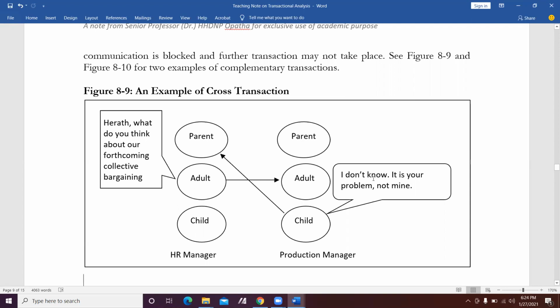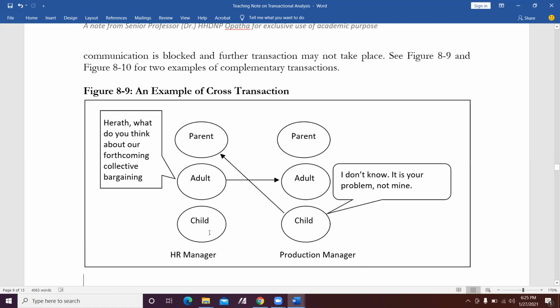Okay, so I don't know. It's your problem, not mine. Kind of aggressive behavior, an aggressive response. This response is aggressive, not friendly, hurting. Therefore, there's a cross. This is called a cross transaction.